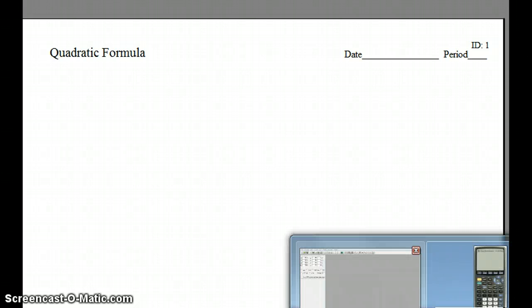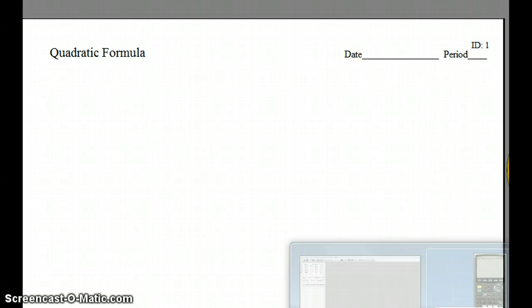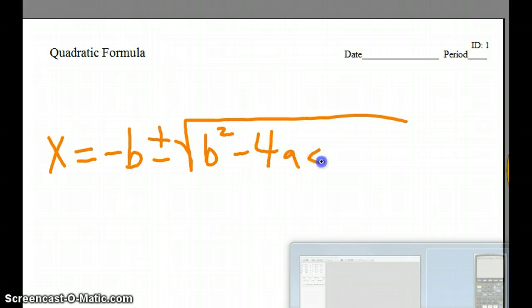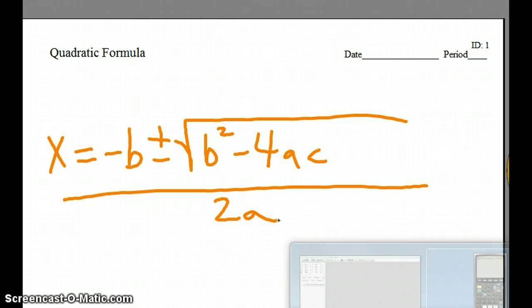And what we're going to do is we're going to solve this system, and we're going to find out what x equals. So x equals the opposite of b plus or minus the square root of b squared minus 4ac, all over 2a. So copy down this formula. Make sure that it's perfect. And I'll show you a couple examples on how we can punch it in just a minute.